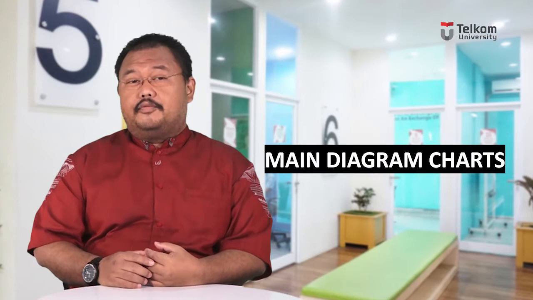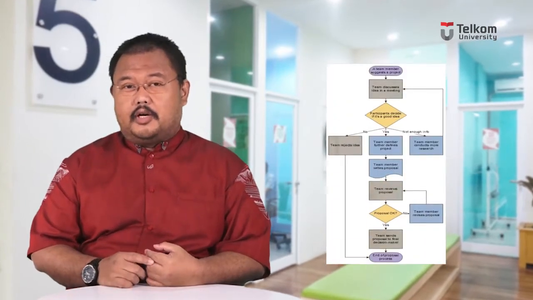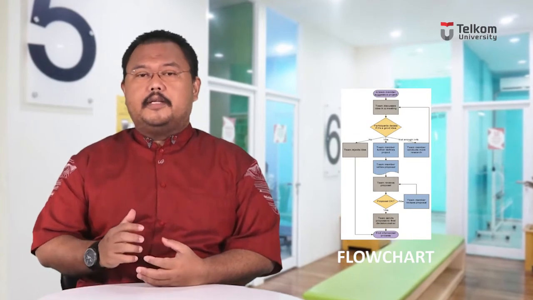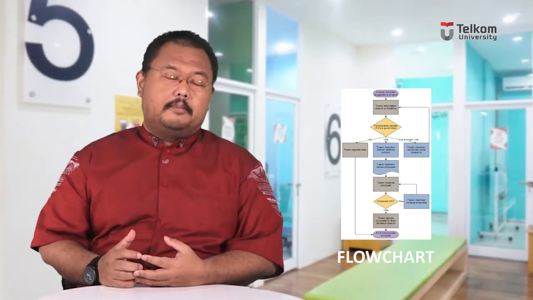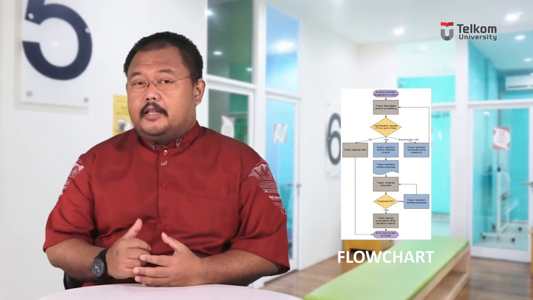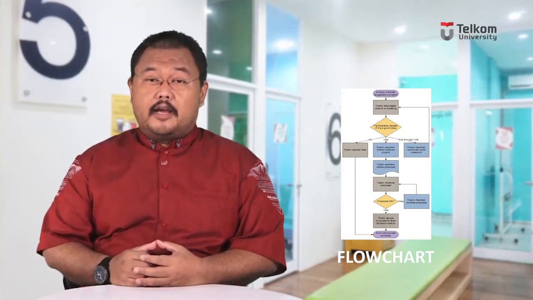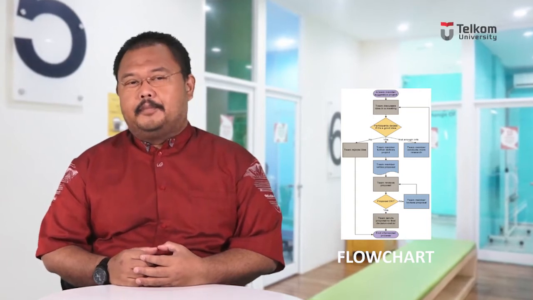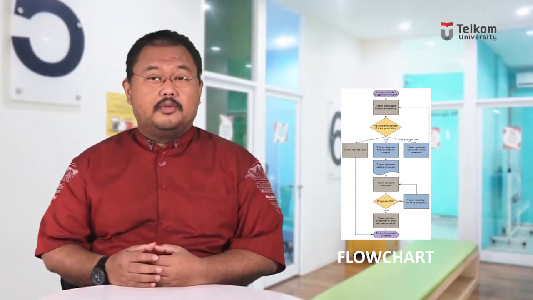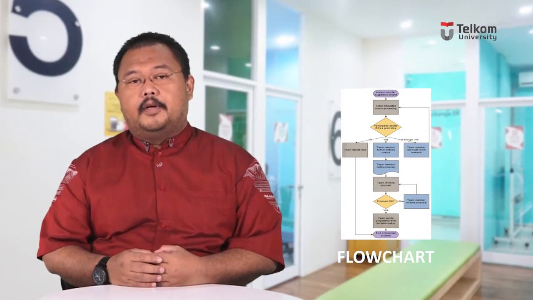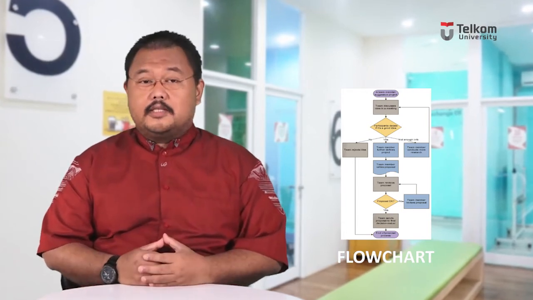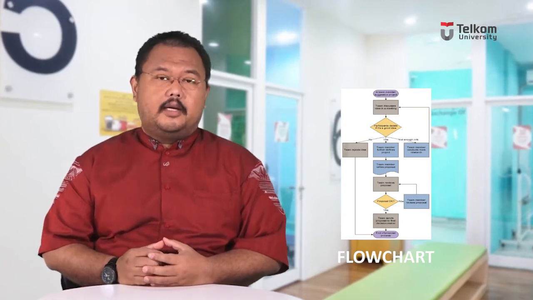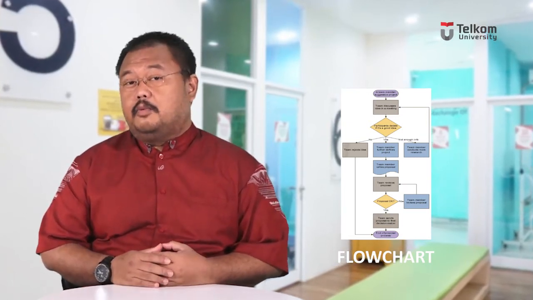And next we have number 1, a flowchart. It is a type of diagram that represents a workflow or process. It can also be defined as a diagrammatic representation of an algorithm, a step-by-step approach to solving a task. And also, it shows the steps as boxes of various kinds and their order by connecting the boxes with arrows.